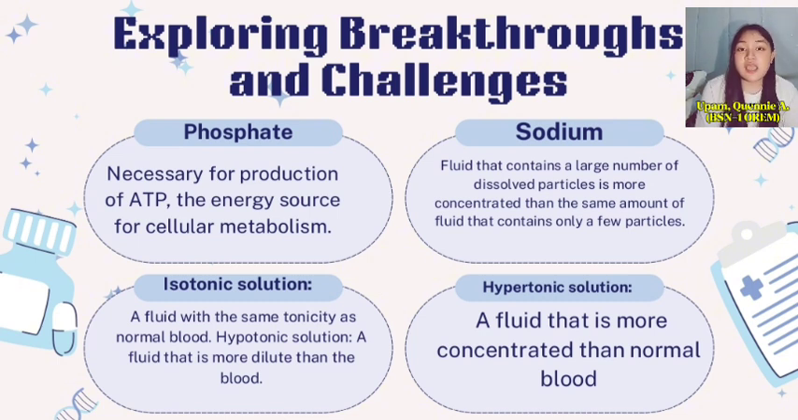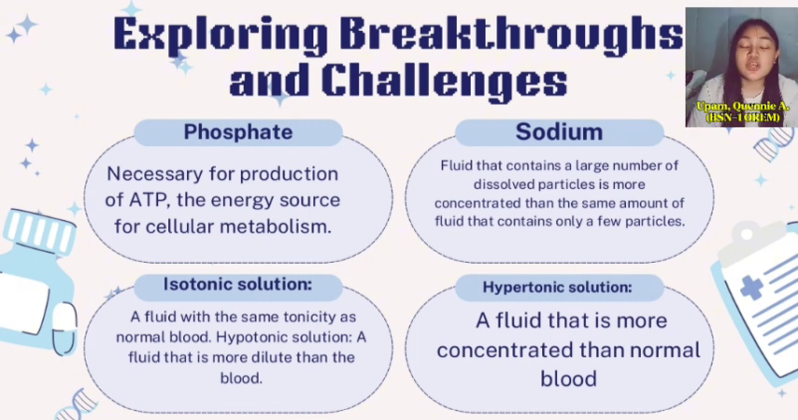So now we will know the difference between isotonic and hypertonic solutions. So first is the isotonic solution. This is a fluid with the same tonicity as normal blood. For example, a patient experiencing severe dehydration due to diarrhea would likely receive an isotonic IV solution like normal saline to quickly restore fluid volume without causing further harm to their blood cells.